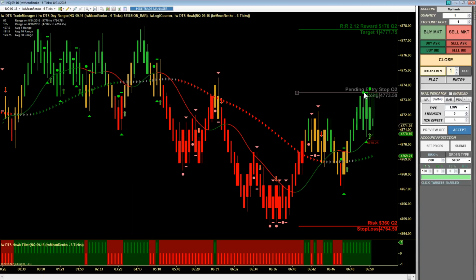Okay, so we've printed the warning dot. We've got the triangle hash mark. This is one of our higher probability signals that we're looking for. It's called the first micro-macro crossover signal.